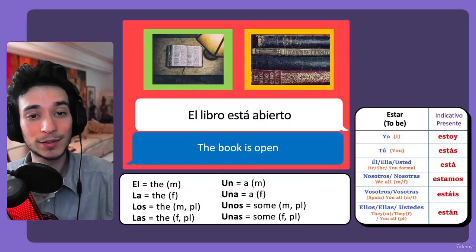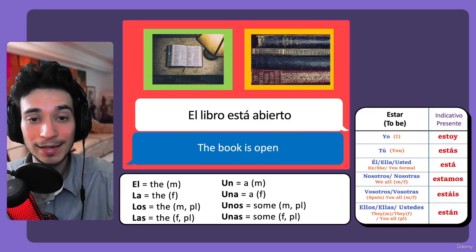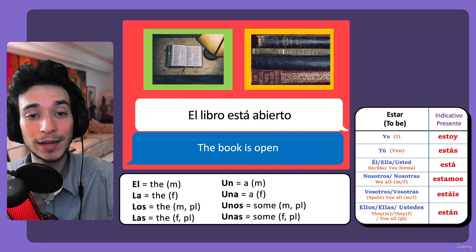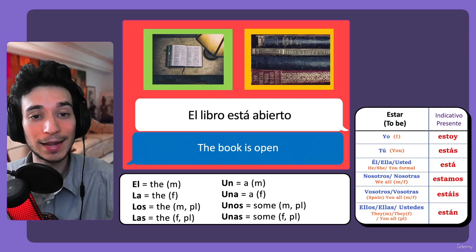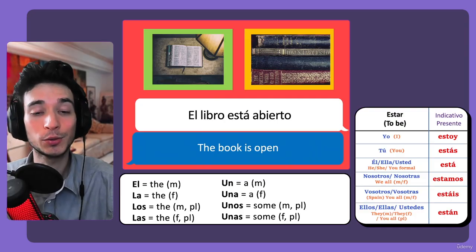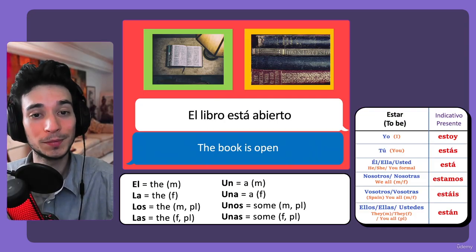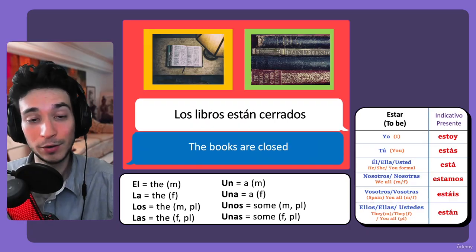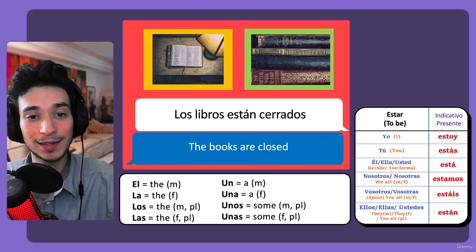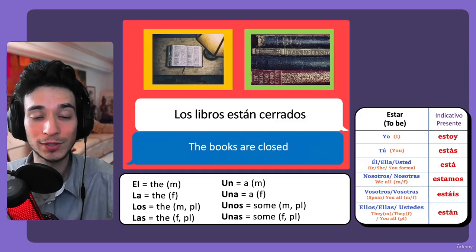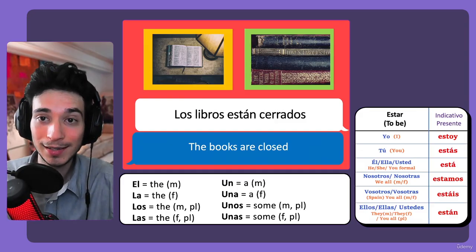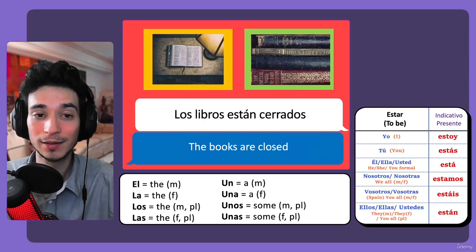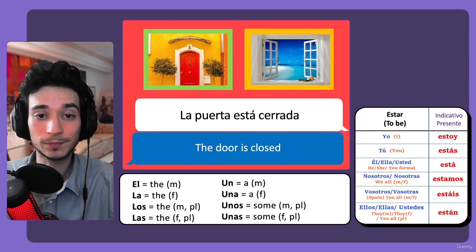And let's try some examples. The first example is el libro está abierto. The book is open. El libro está abierto. And another one would be los libros están cerrados. So los libros, this one is plural. Los libros están cerrados. The books are closed.